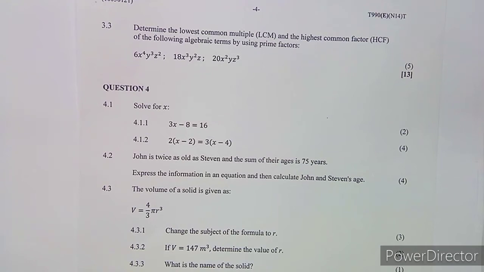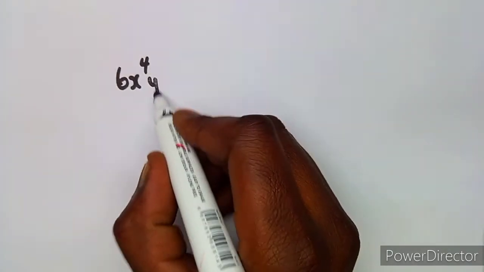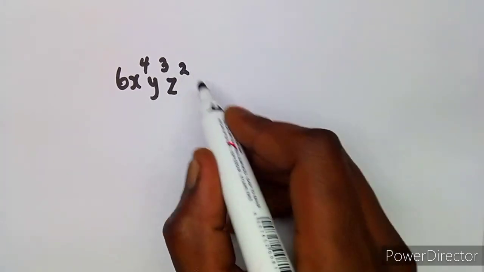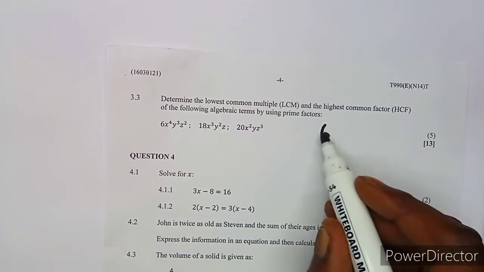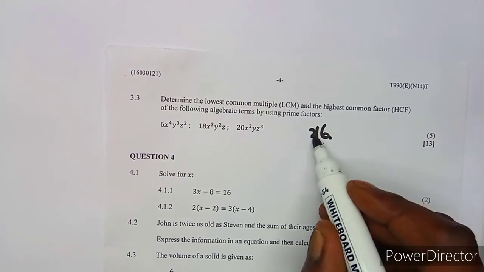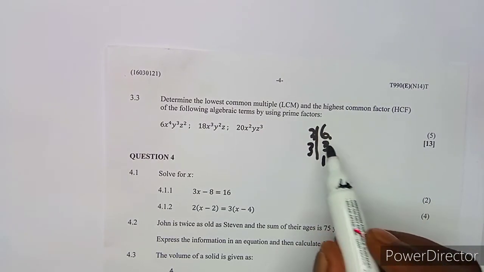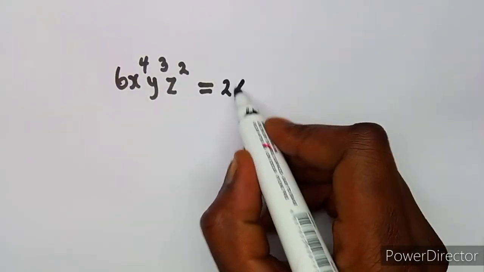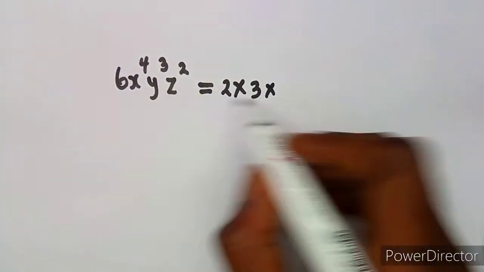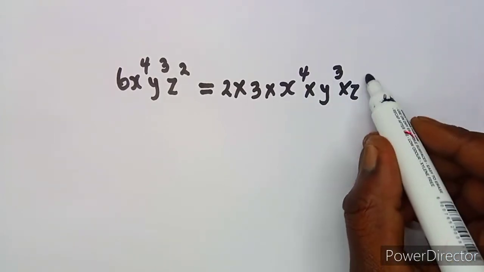Okay, remember guys what I told you about such a type of question where you have to write each term as a product of its prime factors. So 6x to the exponent of 4, y to the exponent of 3, z to the exponent of 2. There, 6 as a product of its prime factors: 6 divided by 2 is 3. We can no longer use 2, so we use 3. 3 divided by 3 is 1. Which means 6 is the same as 2 times 3. So we can write this as 2 times 3 times x to the exponent of 4 times y to the exponent of 3 times z to the exponent of 2.